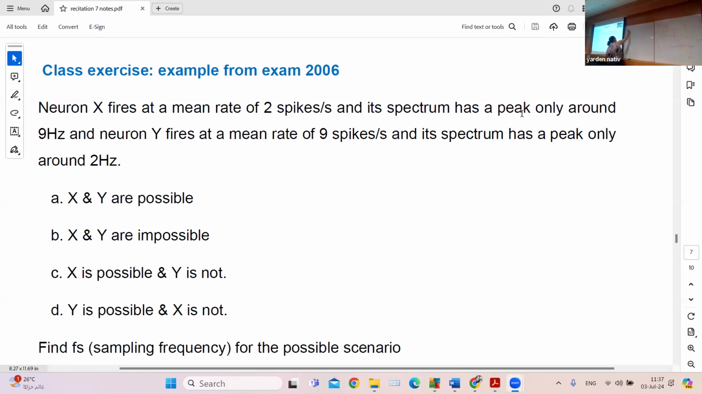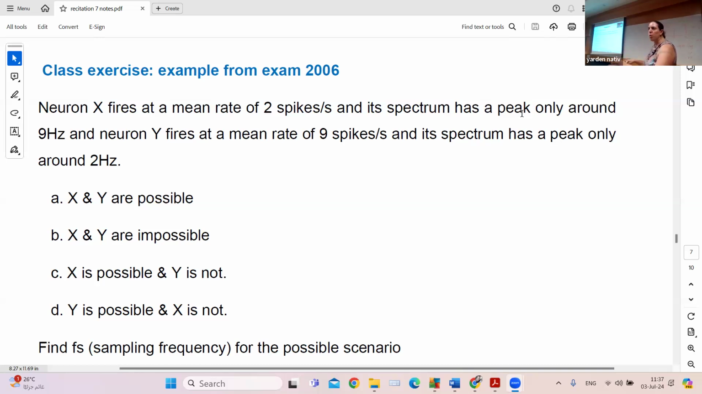Okay, so let's look only at X, only at claim X. If we have a peak at 9 Hertz, this means that our sampling frequency is 18. Right, it's double the peak. So we have at least 18 for the sampling rate. So if we have 18, we should have another peak at 2, right? There could not be one only at 9. Is that clear?